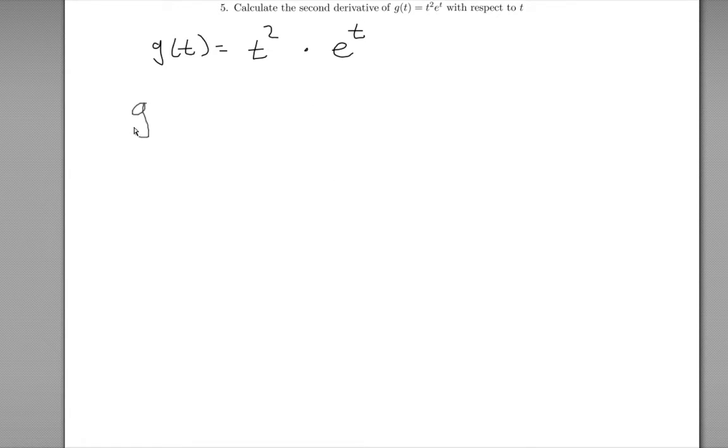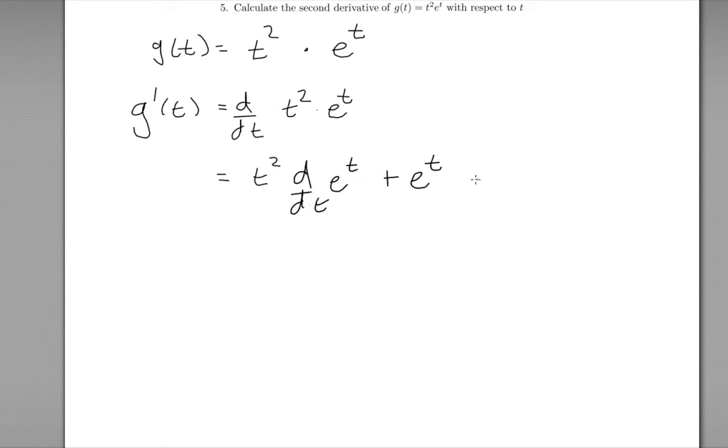So the first derivative, g prime of t, is equal to the derivative with respect to t of our function g, which is just t squared times e to the t. So again, we're going to have to use the product rule on this. So let's leave the first function alone, just rewrite it t squared, and then we want to take the derivative of e to the t. And then we're going to leave the second function alone and take the derivative of t squared.